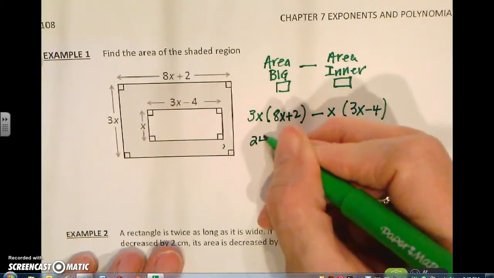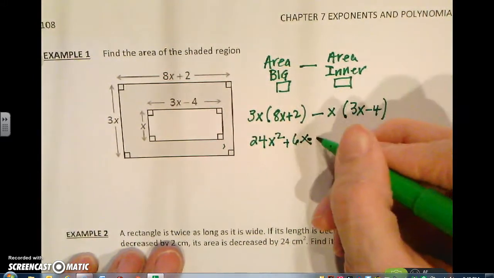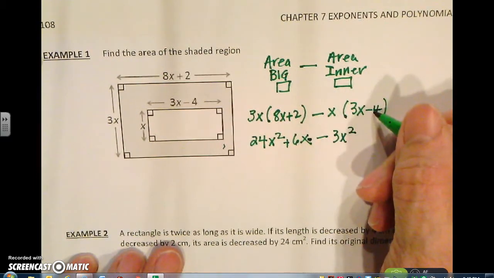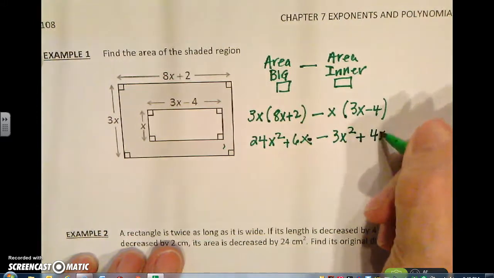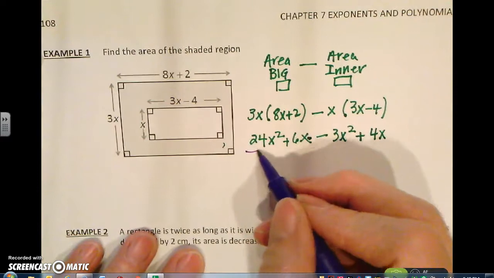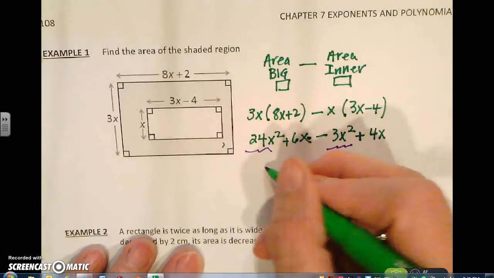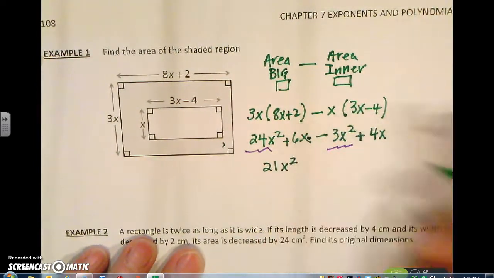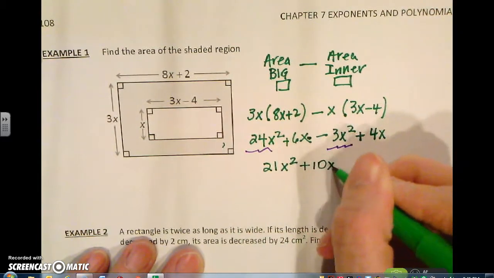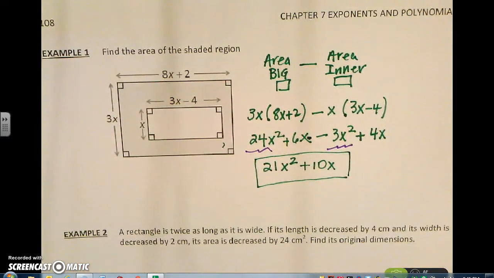So this will be 24, x times x is x to the second, plus 6x minus 3x to the second. Negative times a negative is going to be positive 4x. And then combining like terms, I can see like terms here and here. That's going to be 24 minus 3 is going to be 21, x to the second. And then I have 6x plus 4x is plus 10x. And since we don't have any more numbers, that will be our solution.